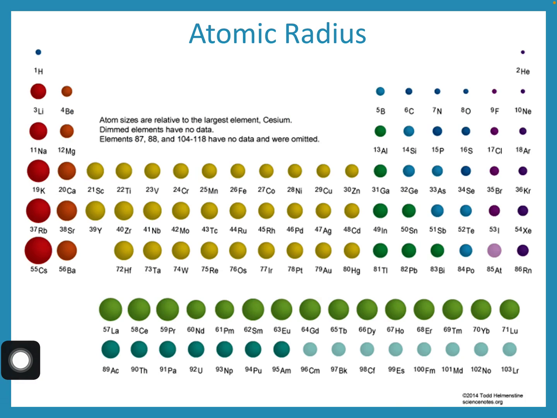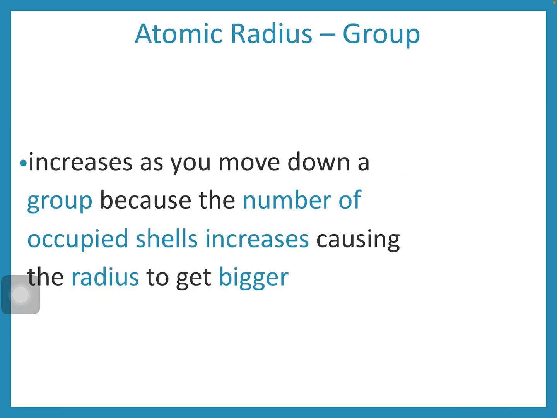So this just gives us a visual representation of that. So we can see if I look at any one group as I move down, there's an increase in the size. This one is probably not surprising. But as we move across a period, what we see is that the size of the atom actually gets smaller. So why is that happening?